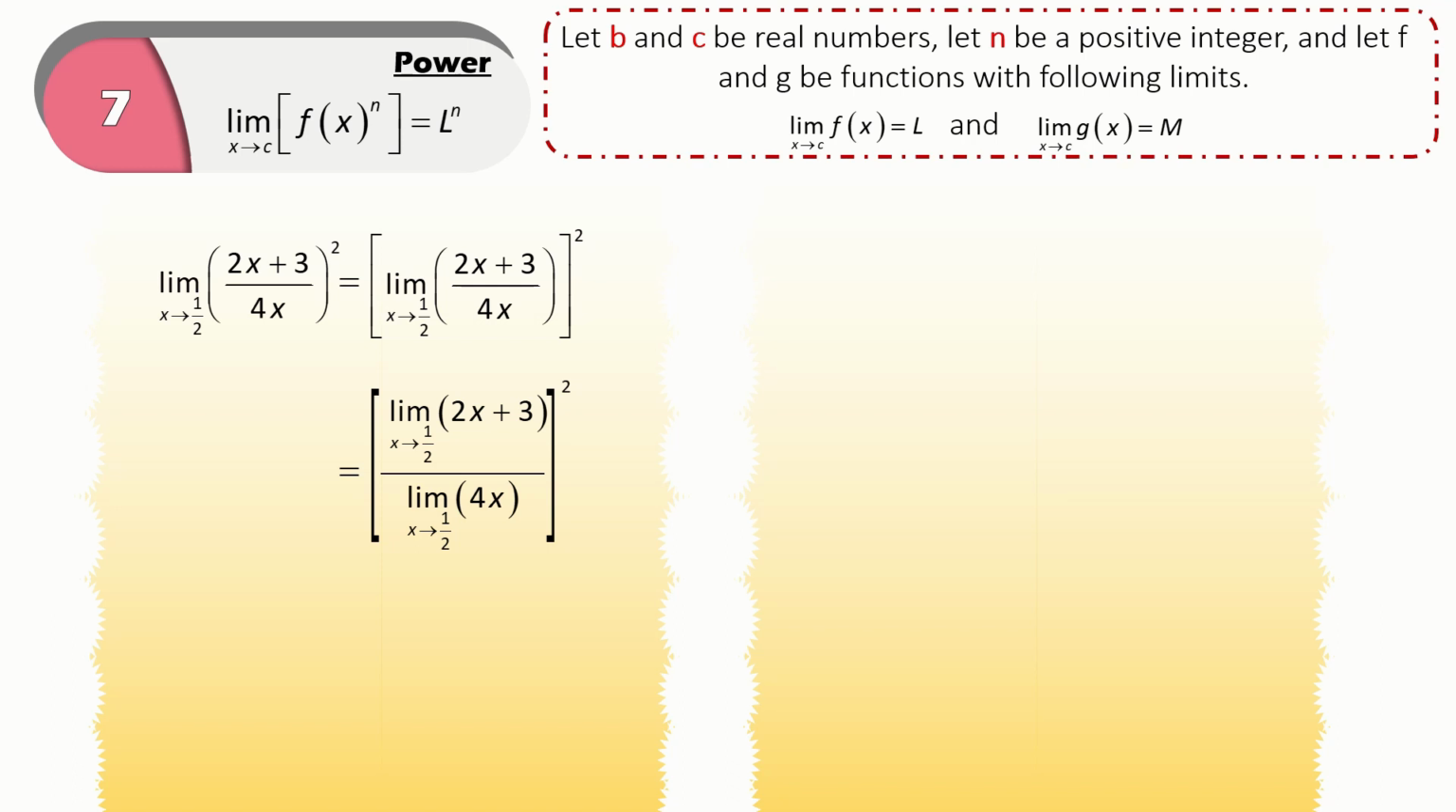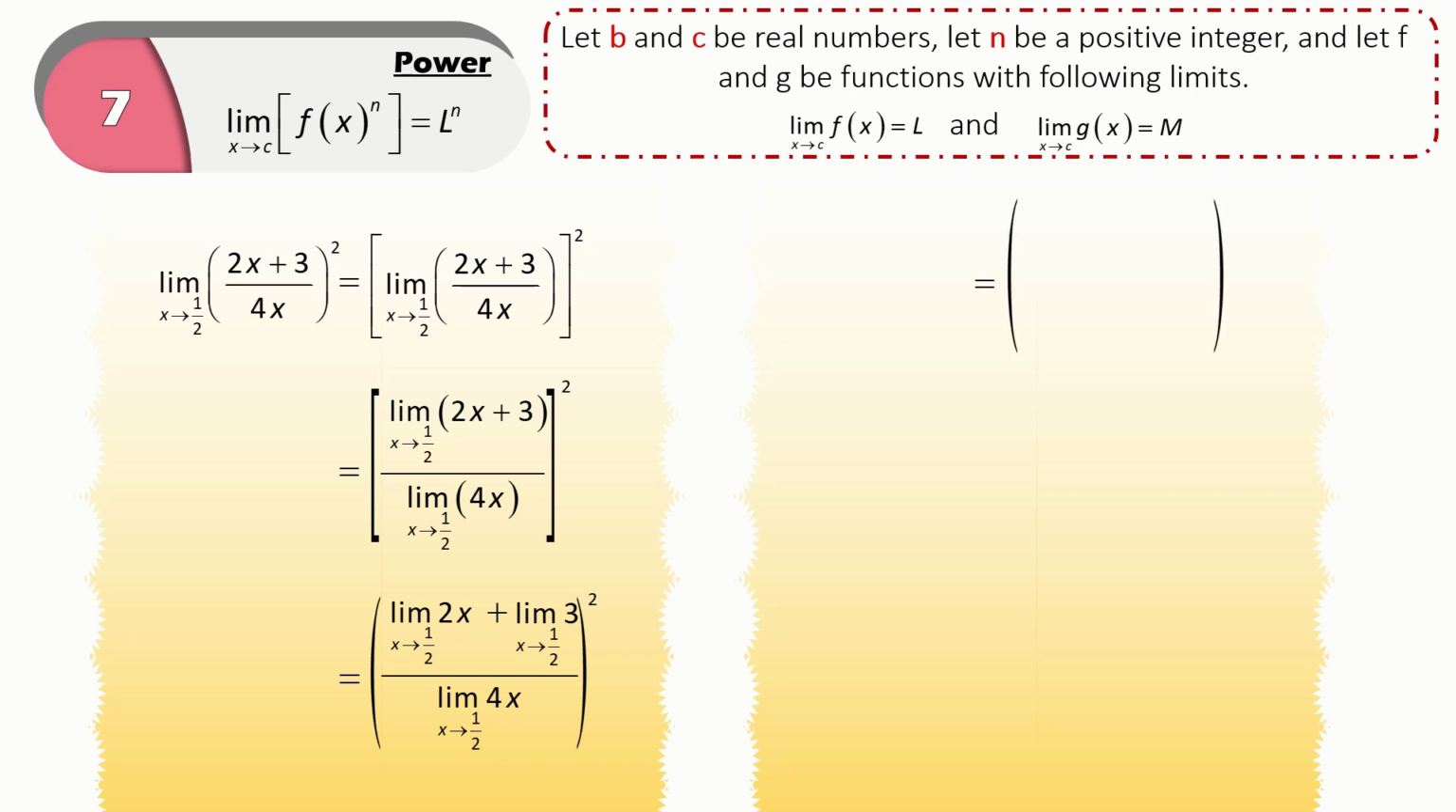Rewrite the power in numerator by applying the sum and difference property. We have the sum of the limit of 2x as x approaches 1/2 and the limit of 3 as x approaches 1/2 over the denominator, which is the limit of 4x as x approaches 1/2. Rewrite again the power. In numerator, we have 2 multiplied to the limit of x as x approaches 1/2 by scalar property that is added to the limit of 3 as x approaches 1/2.